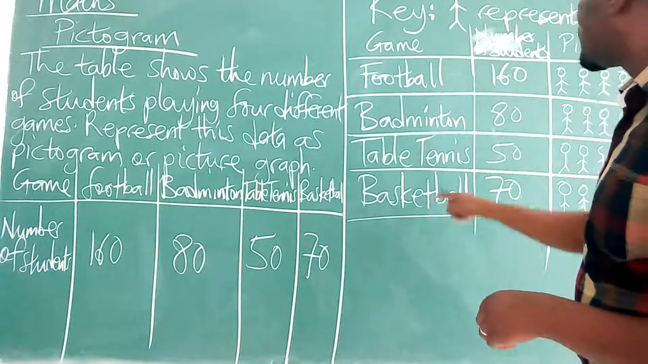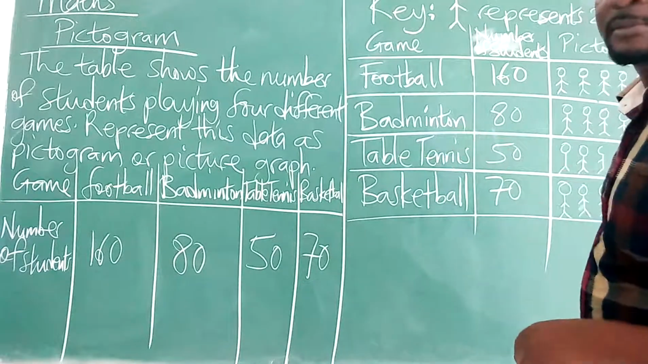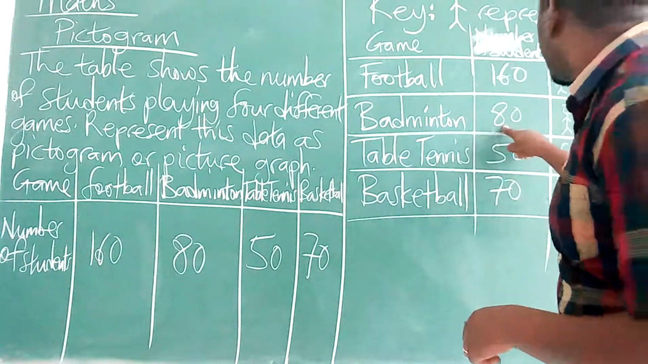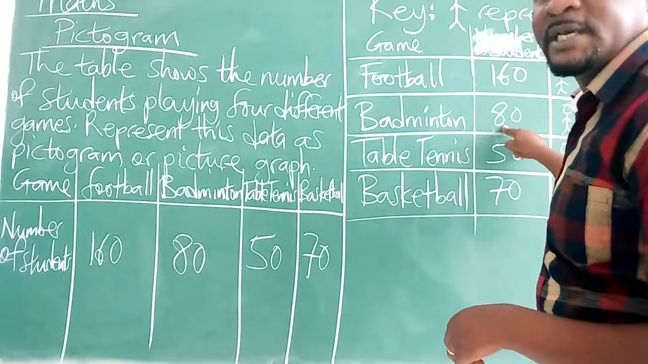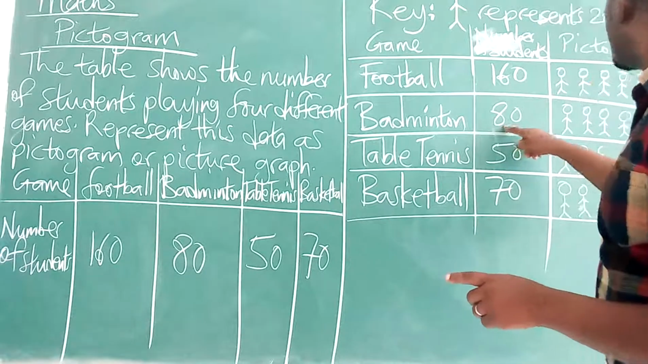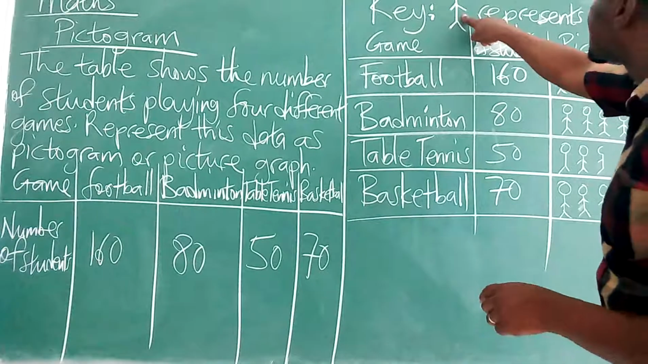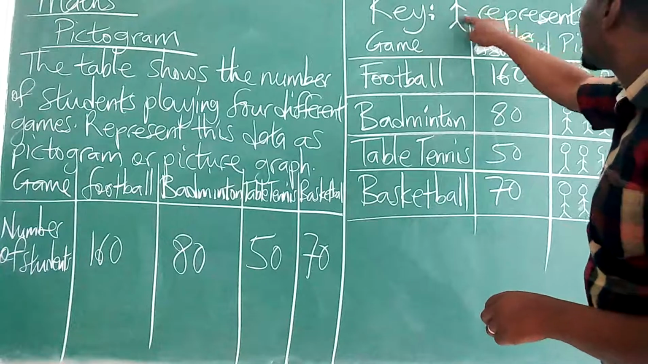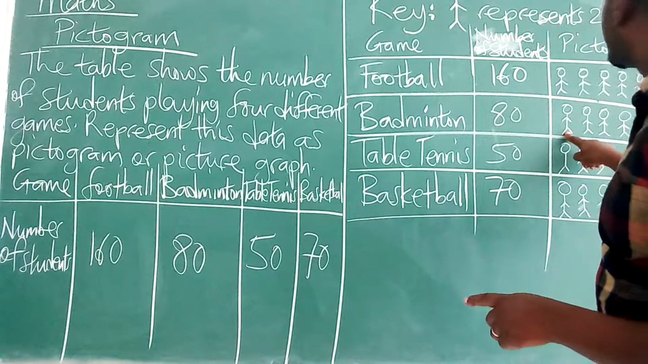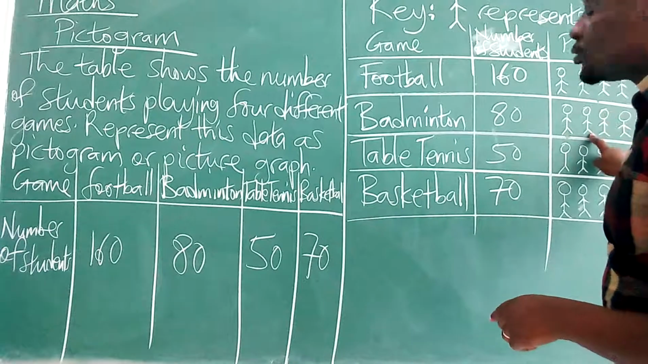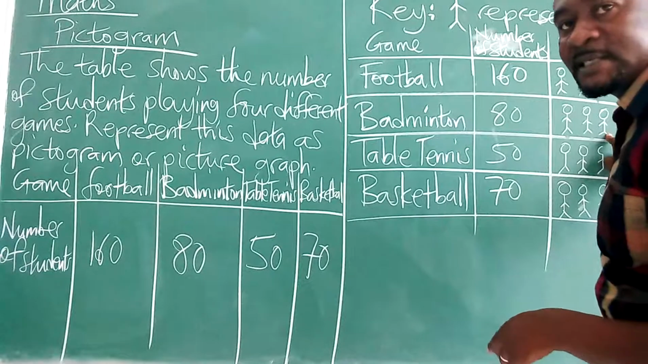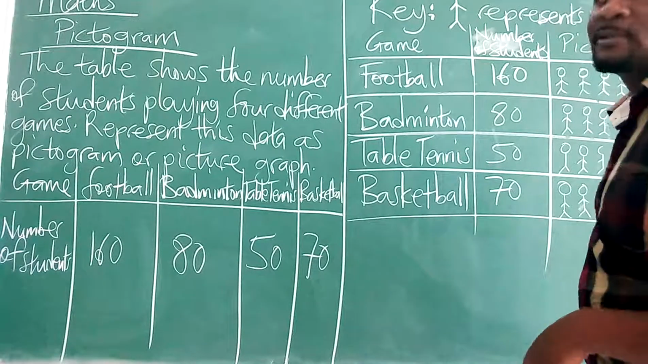Then the next one is badminton. We have 80 players. To represent them you have to draw. It says one person like this represents 20 players. So 1 is 20, then 2 will be 40, then 3 will be 60, then 4 will be 80.